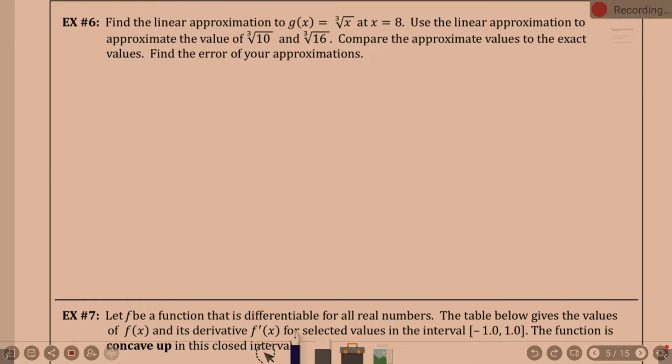Find the linear approximation to g of x at x equals 8. Then we're going to use that linear approximation to approximate the value of the cube root of 10 and the cube root of 16. Compare the approximate values to the exact values. Find the error of your approximations. So I don't know, did they just ask us to do like 5 different things here? Let's start by finding the linear approximation.